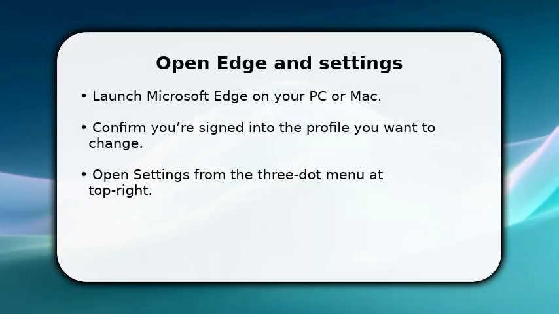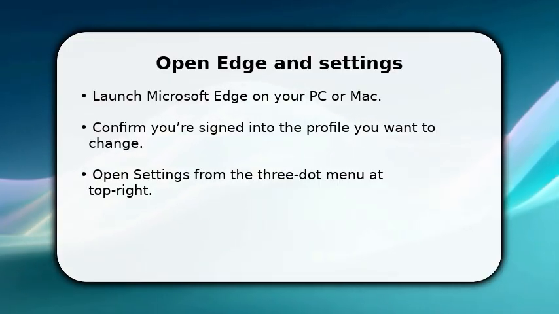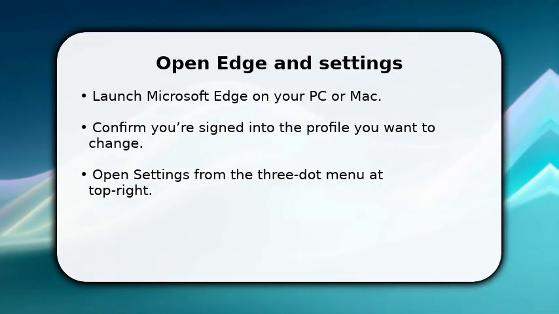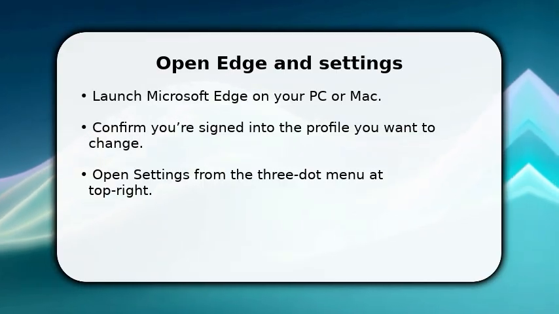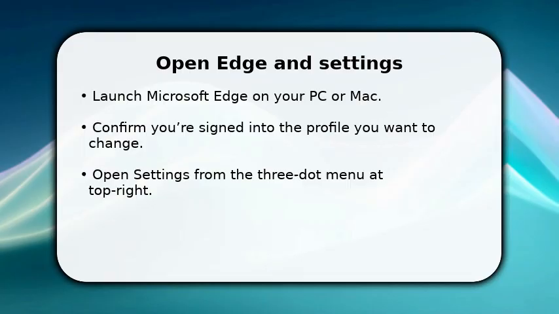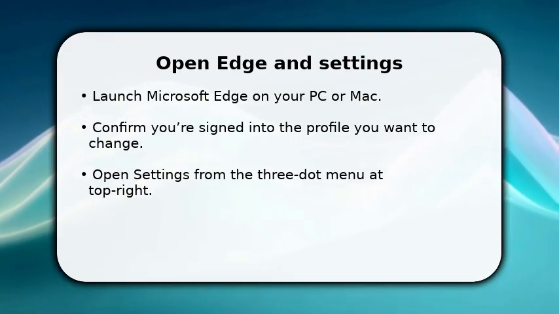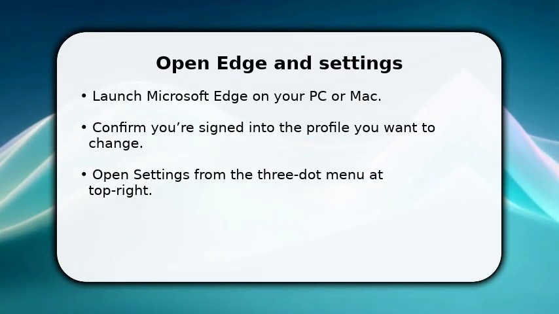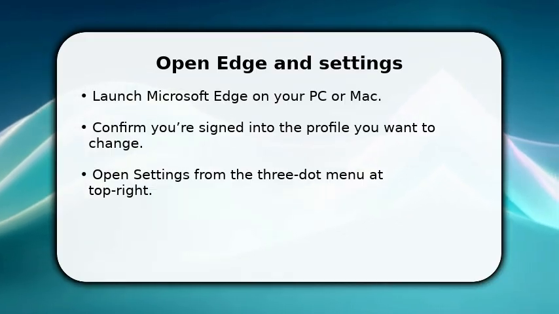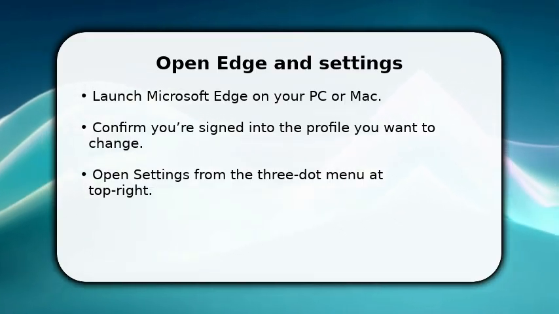You're going to change the home page now. First, open Microsoft Edge and make sure you're signed into the profile that should use Google. Click the three-dot menu at the top right and choose Settings. This is where Edge stores startup and appearance options. Once in Settings, locate the Appearance and Start, Home, and New Tabs sections so you can set what opens first.